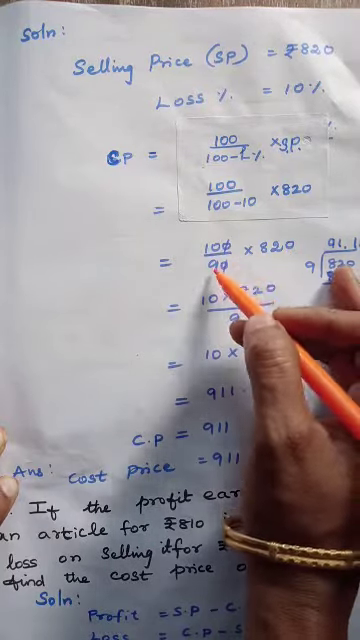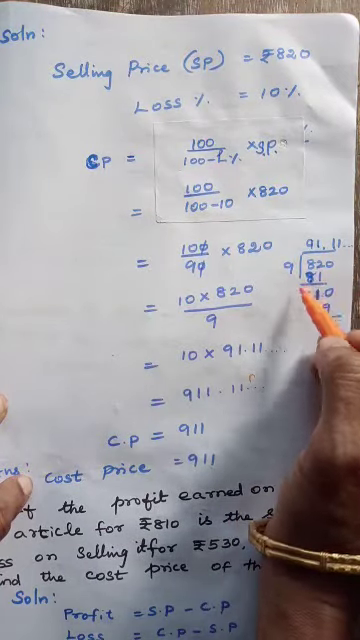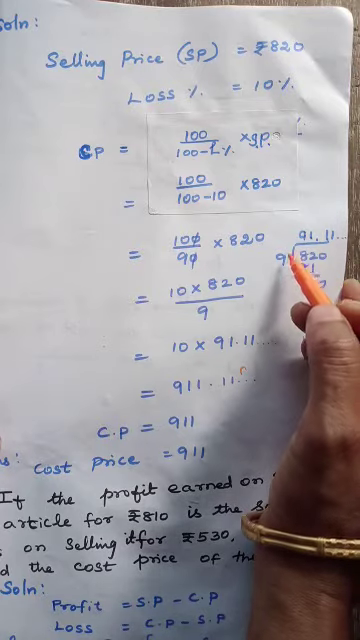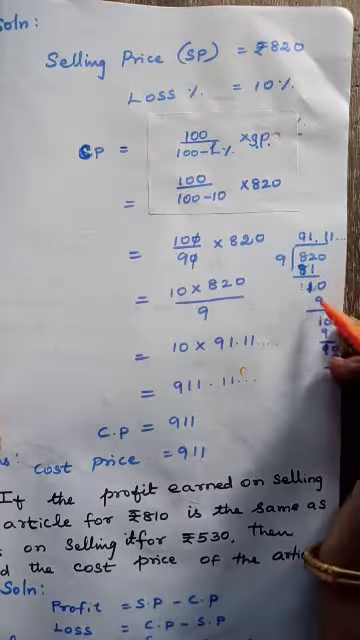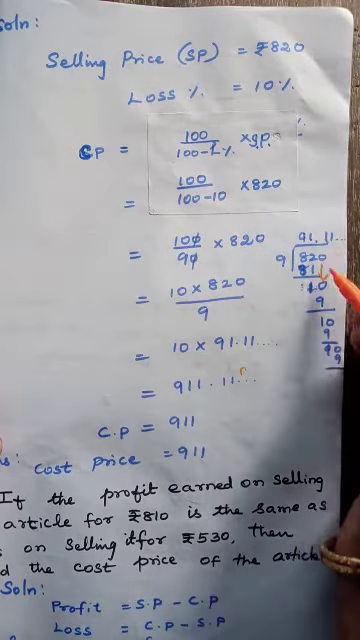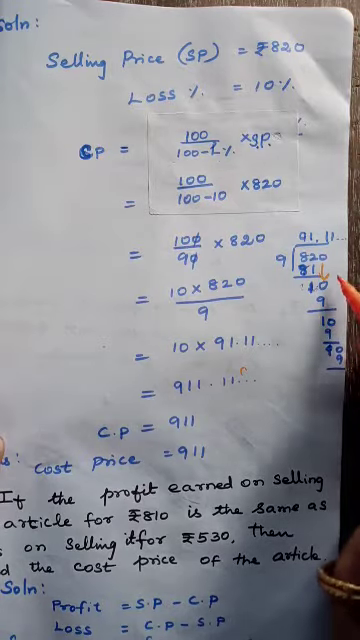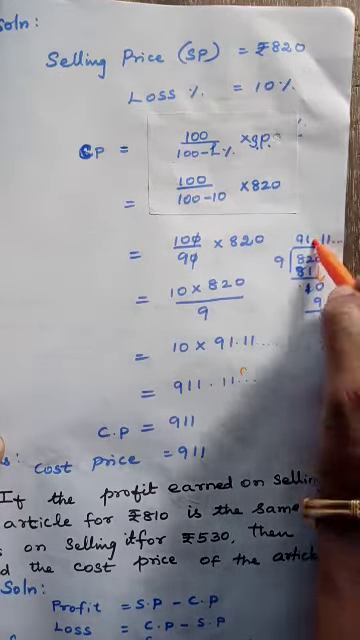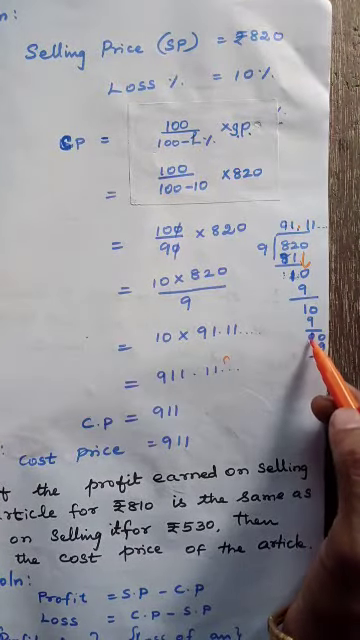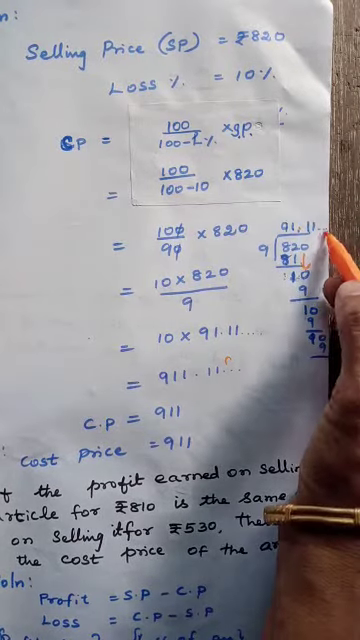Then 820 by 9 we need. You divide like this: 820. 9 9s are 81, then remainder 1. Bring down 0. Again 1 times 9, then again 1 is remainder. We don't have any numbers here, so you have to keep the decimal point and add 0. Then 9, again remainder 1, add 0, 1, 1, 1, it goes on like this.